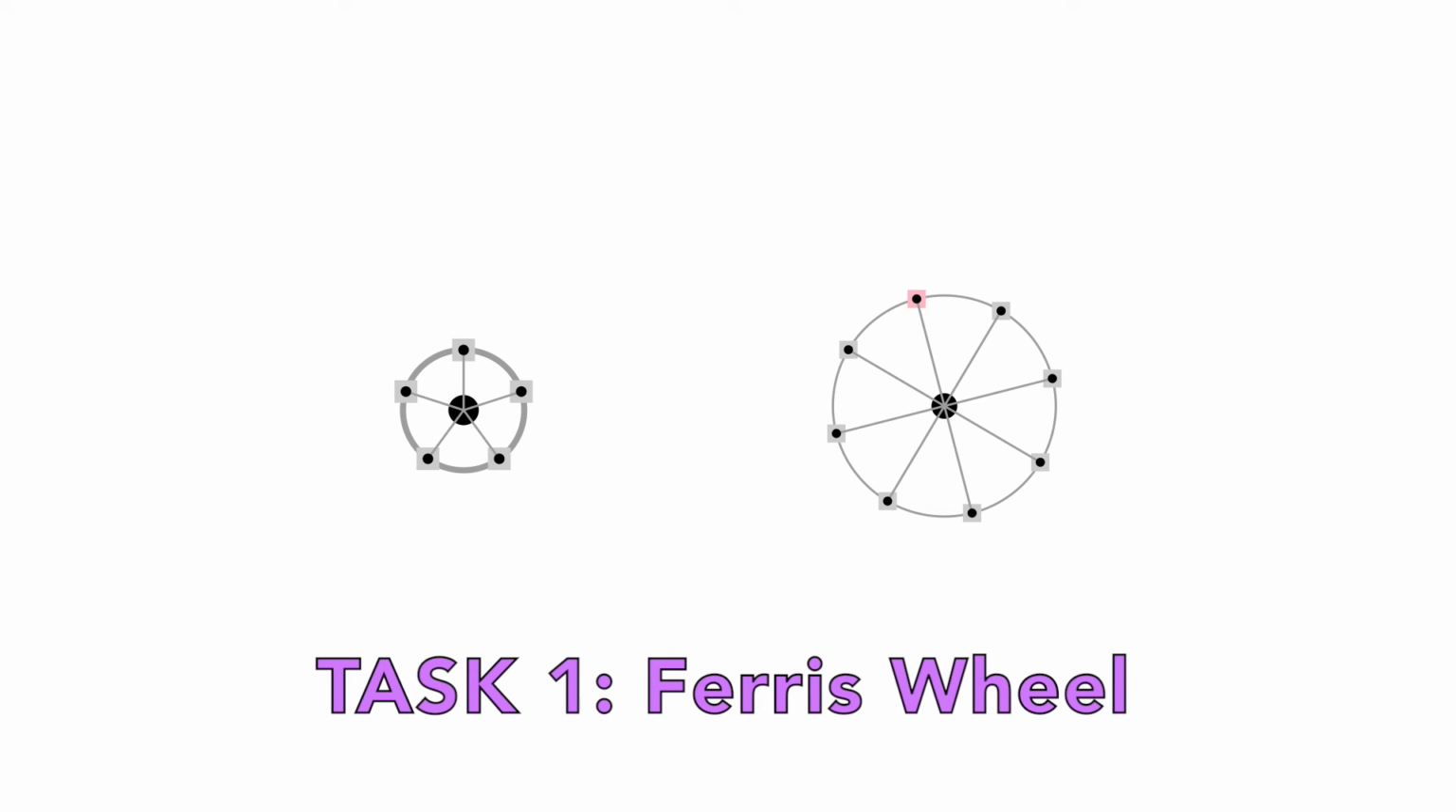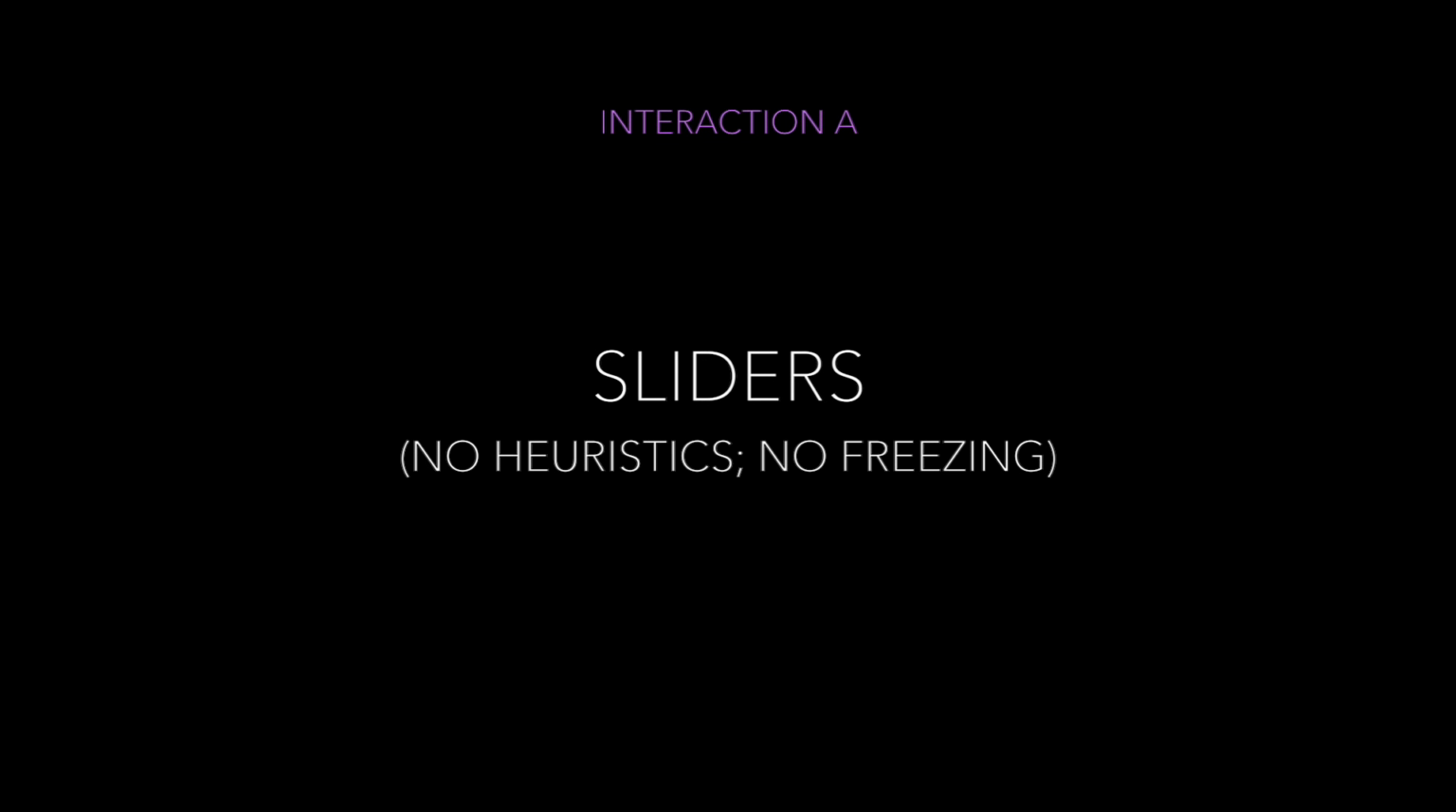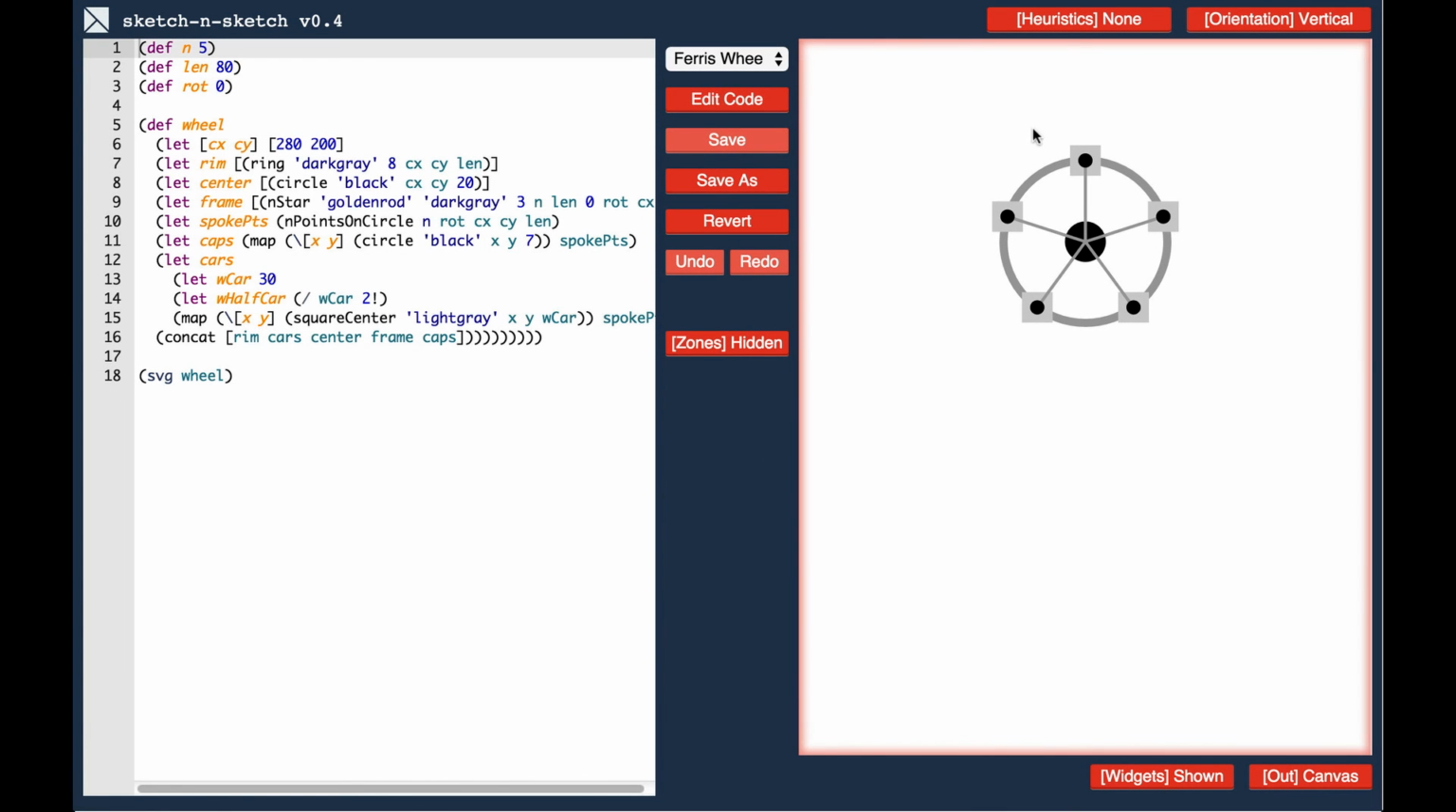Starting with the image on the left, we want to change it to match the image on the right. Alright, I have heuristics turned off, so if I try to directly manipulate something and there's ambiguity about what to change in the program, Sketch-n-Sketch won't let me do it.